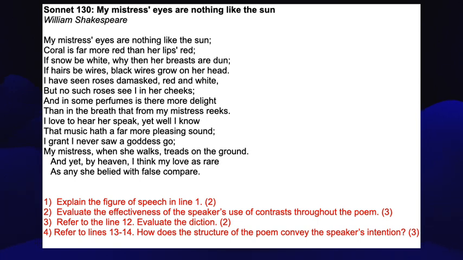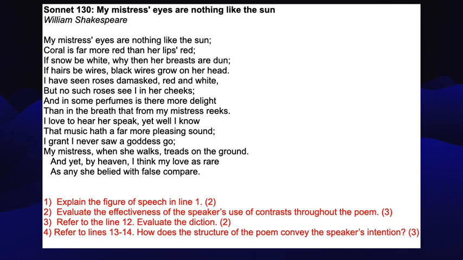Question 2, evaluate the effectiveness of the speaker's use of contrasts throughout the poem. So this is a 3-mark question, and there's a little bit more that we need to do here in order to get our full marks. Firstly, we need to actually talk about what the contrasts are. So we need to define those contrasts, perhaps write a quote, and explain that. Then we need to talk about how this is effective, and we're going to have to do a proper discussion there in order to achieve those 2 marks that we still need.